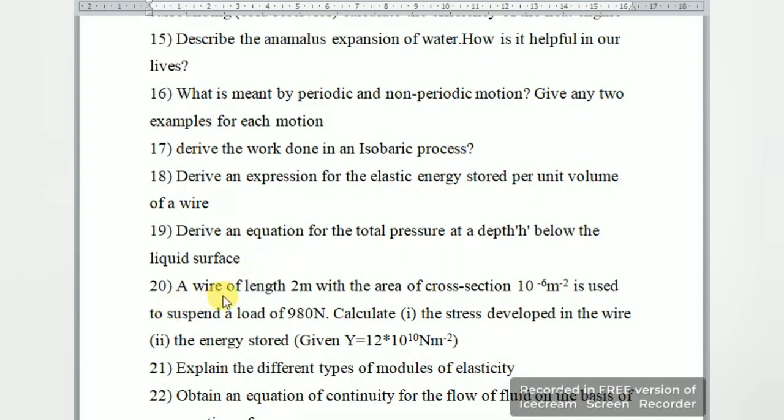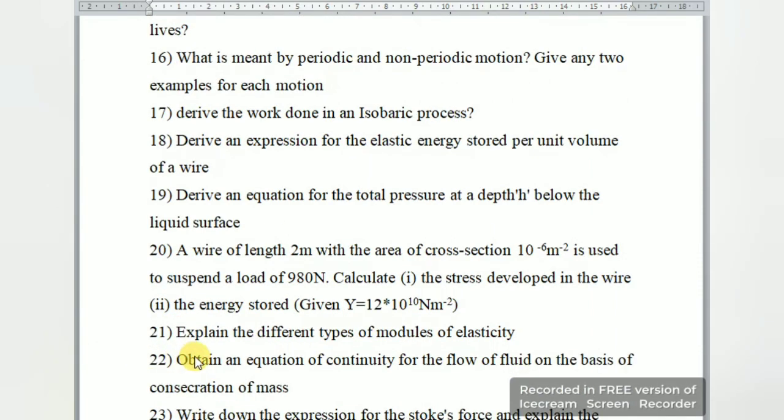Next one, a wire of length 2 meter with the area of cross section 10 power minus 6 meter squared is used to suspend a load of 980 Newton. Calculate the stress developed in the wire. Next, the energy stored, given Y is equal to 12 into 10 power 10 Newton per meter square. Next question, explain the different types of modulus of elasticity.